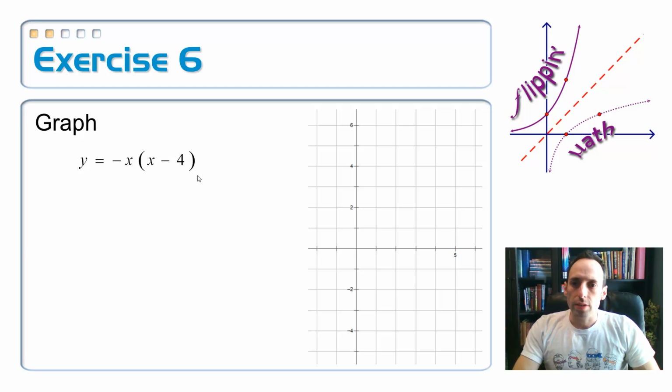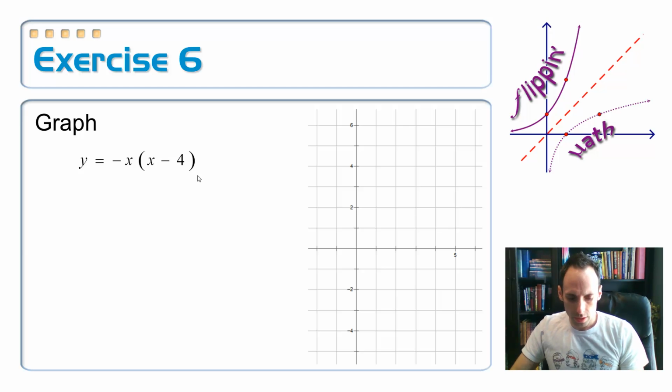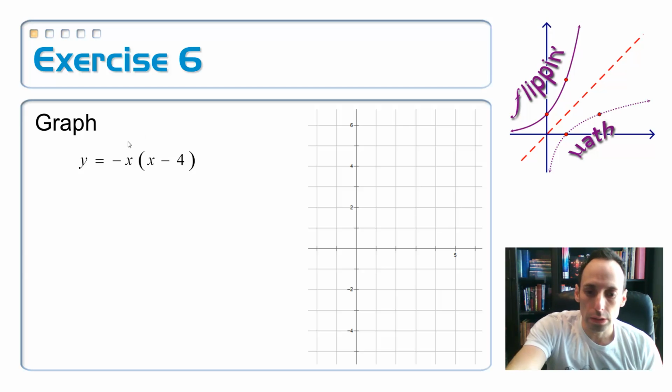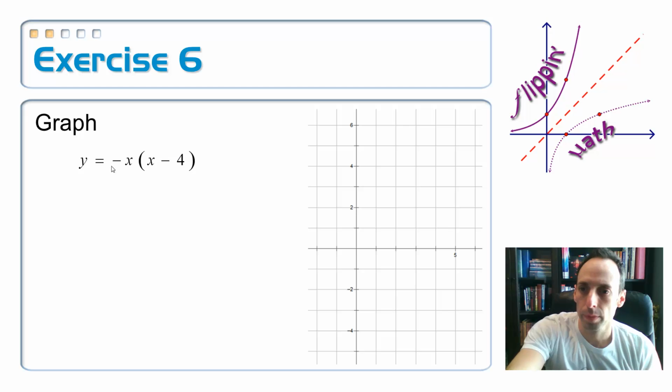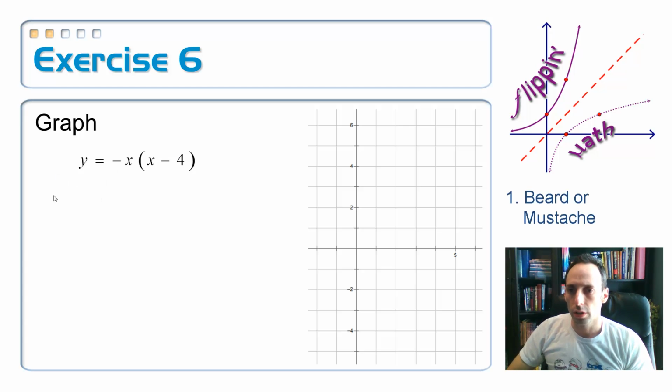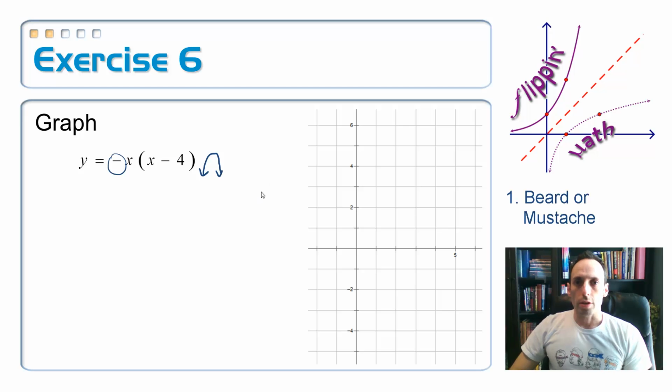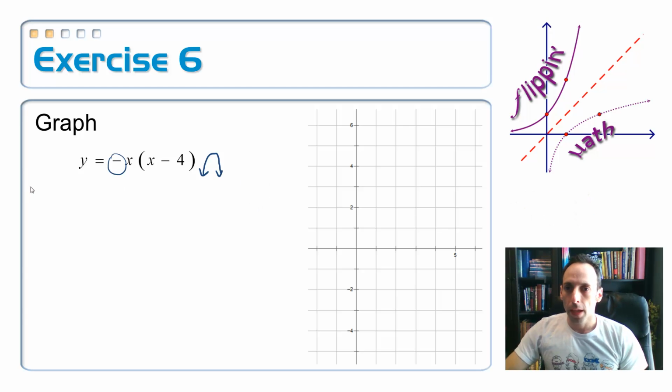Graph negative x times x minus 4. It's in this kind of factored form, and I want to recognize that factored form as intercept form. So step 1: is this thing a beard or a mustache? Since it is negative out here, this means it's going to be upside down, wearing a mustache.